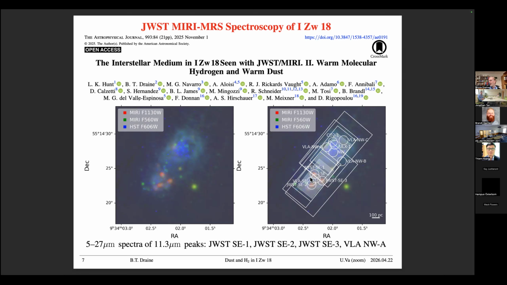Anyway, this is the region where the spectroscopy has been carried out in the 5 to 28 micron range. And I'll be discussing the extractions of the spectra from these spots on these three bright regions here: JWST Southeast 1, JWST Southeast 3, JWST Southeast 2. And then spectra were also extracted in a number of other circular apertures here. The apertures are 1.3 arcseconds in diameter, which corresponds to about 100 parsecs physical dimension at the distance of the galaxy. So we're not looking at just one small cloud or something. We're looking at regions that are showing up here as being bright.